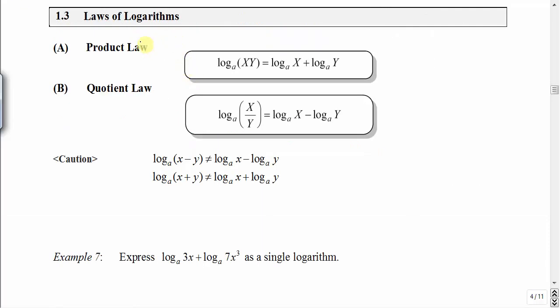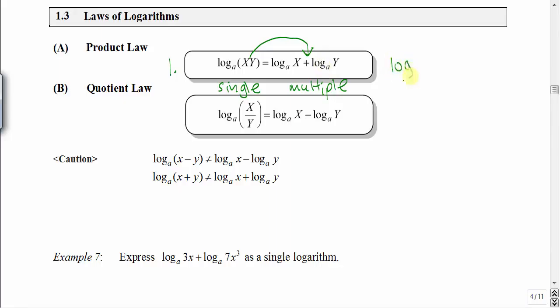Now we are ready to take a look at the laws of logarithms. The first law is known as the product law. If you have log xy with the base of a, this single log here can split into multiple logs by having a plus here. So this multiply becomes a plus. This log xy becomes log x plus log y. The base will remain the same.